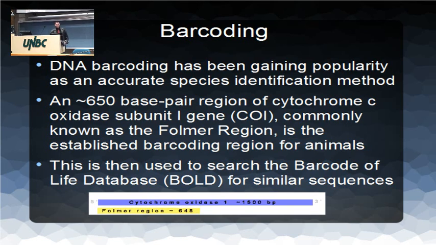So enter DNA barcoding. It's been gaining popularity as a fairly accurate method of species identification when compared to a good database. It takes the 650 base pair region of the cytochrome c oxidase gene, and basically you sequence it, throw it into a good database. We use BOLD, or Barcode of Life Database, and it usually gives you a species identification.